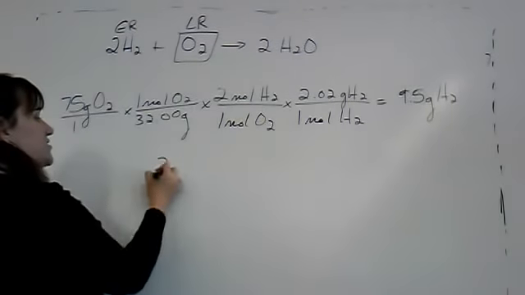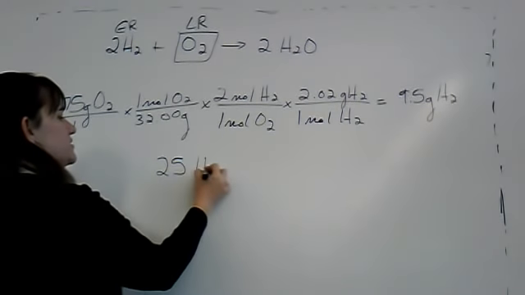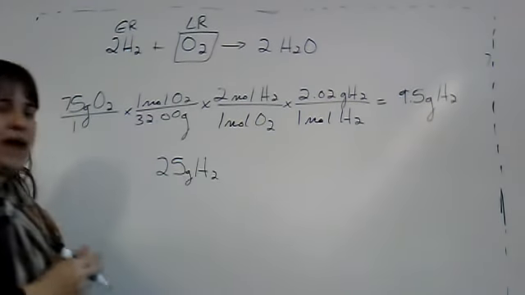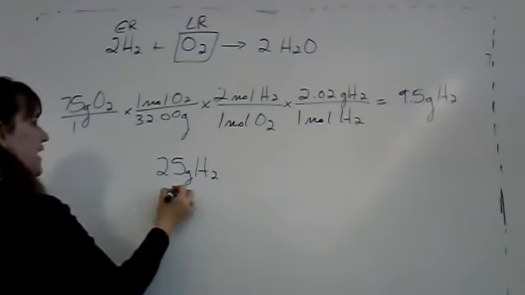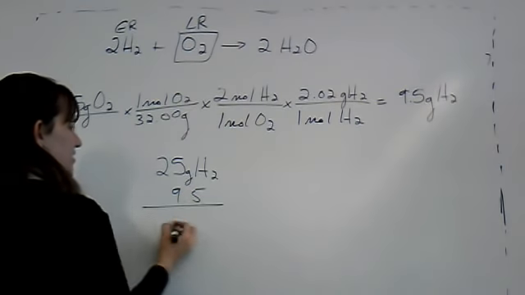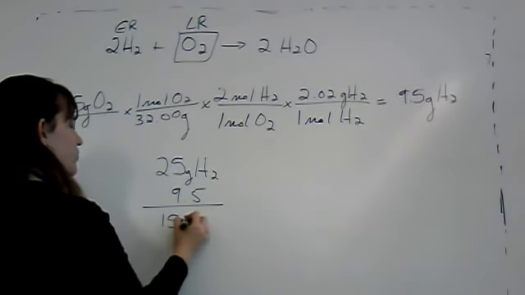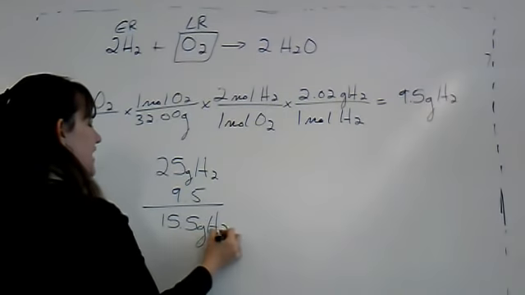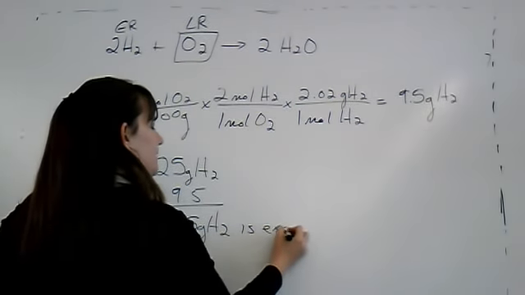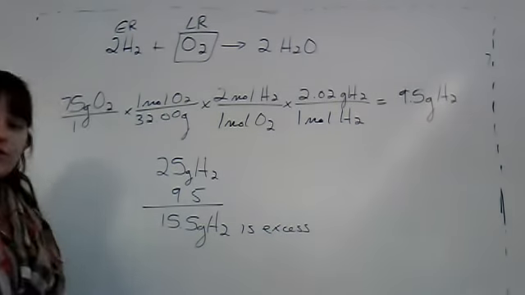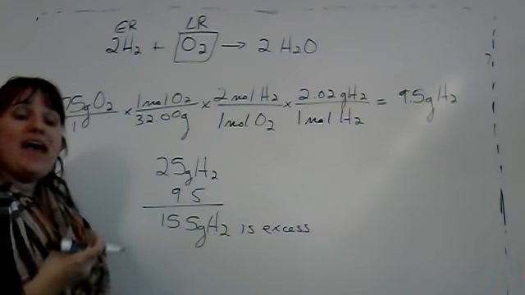Now, we know that we started with 25 grams of hydrogen. So how do I know how much is left over? Hopefully you just told me that I subtract. Right, so we're going to end up with 15.5 grams of hydrogen in excess. Right, that's the stuff that's actually left over. That is the amount of excess.